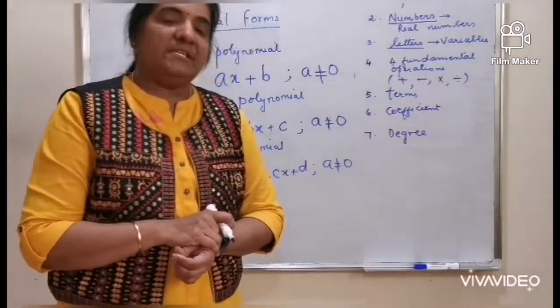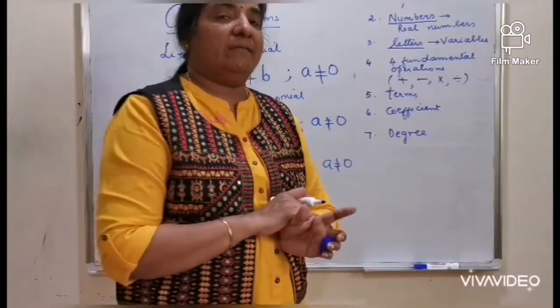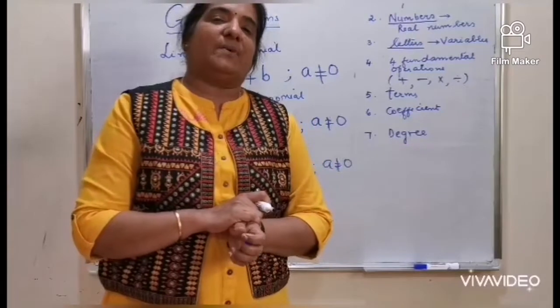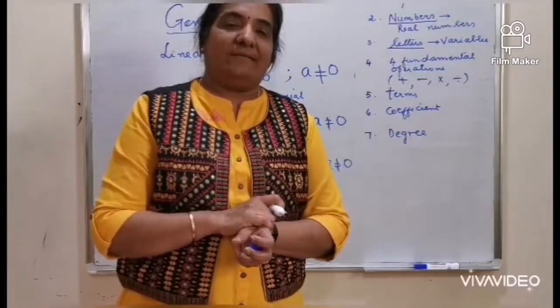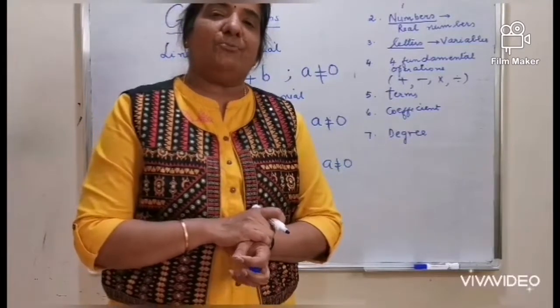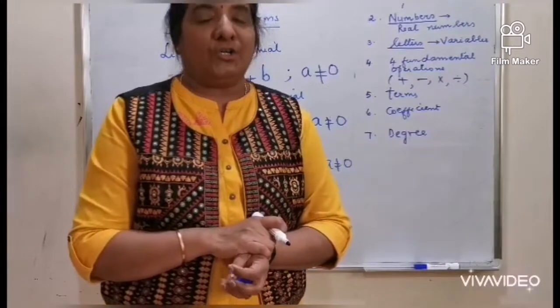Once again, the general form of a linear polynomial is ax plus b, where a not equal to 0. Quadratic polynomial, ax square plus bx plus c, where a not equal to 0. Cubic polynomial, ax cubed plus bx square plus cx plus d, where a not equal to 0.